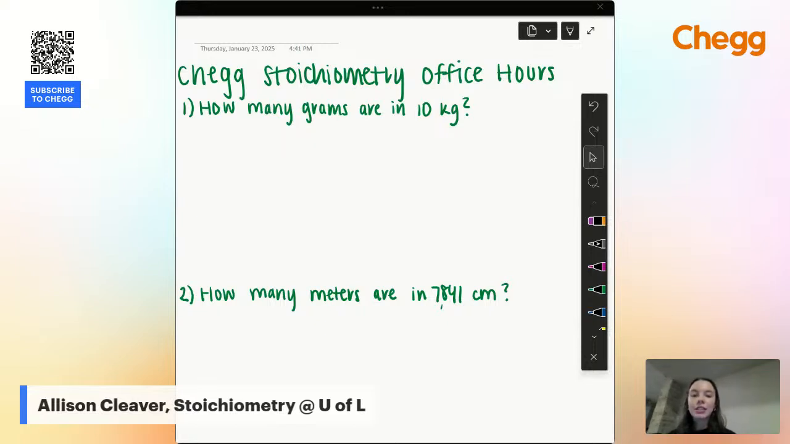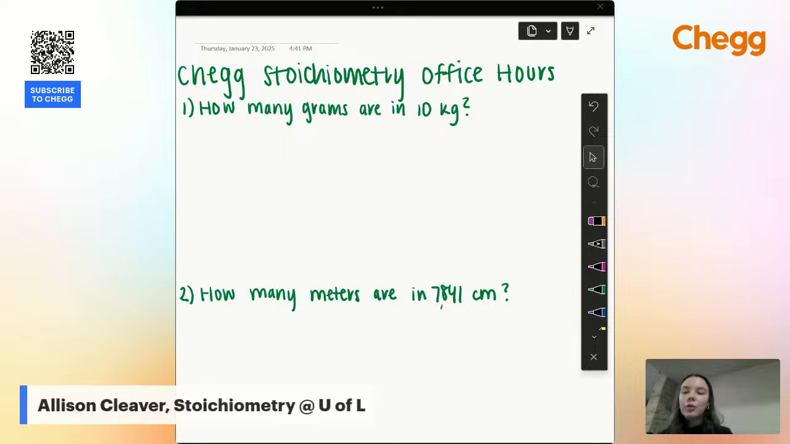Our first question is, how many grams are in 10 kilograms? We're going to answer this, but while we answer it, I encourage you to ask your own questions, any homework help you need, or just any questions in general. That's what I'm here for, so please ask those questions. So we're starting out with how many grams are in 10 kilograms.